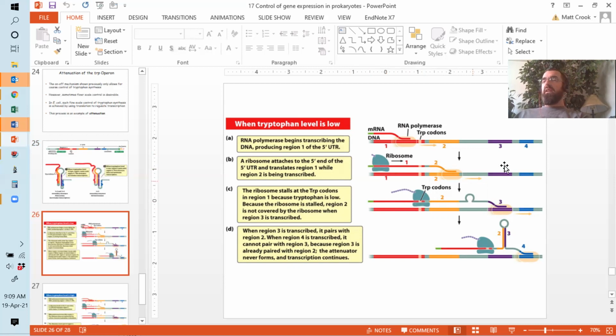So now the RNA polymerase has moved further along. It's transcribed region 1 and 2, and it's now in region 3.